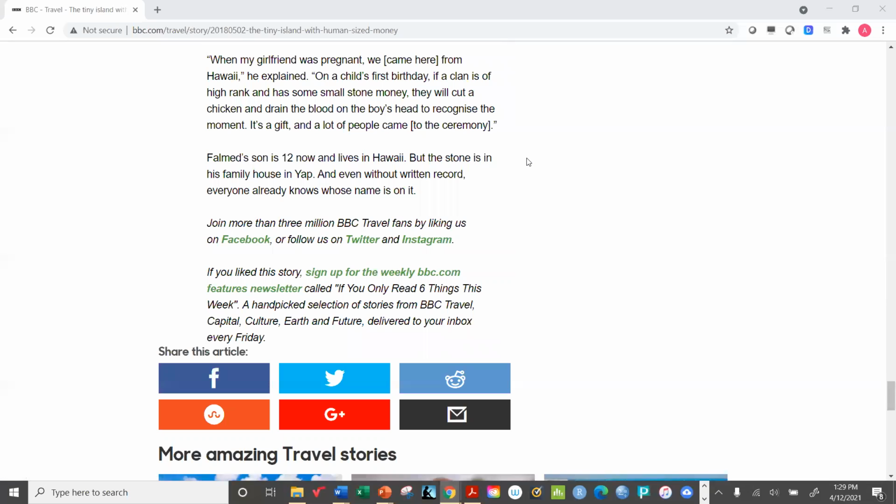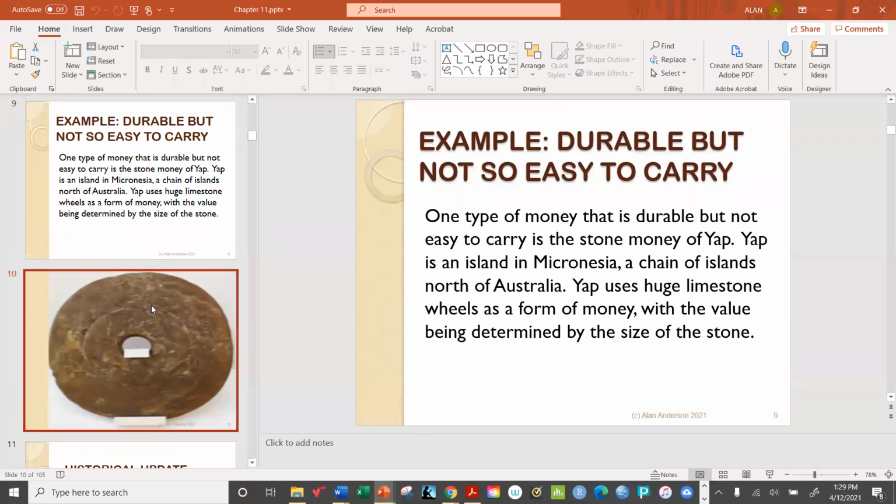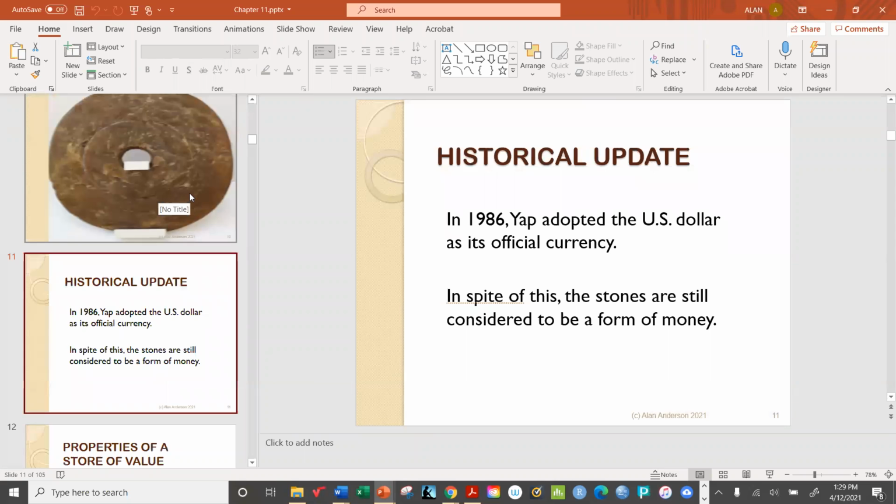Huh. All right, so that's Yap. Now that's, like I said, still a form of money, despite the fact that it's not easy to carry. In 1986, Yap adopted the US dollar as its official currency, but the stones themselves are still considered to be the form of money, the main form. The dollars are just for convenience.